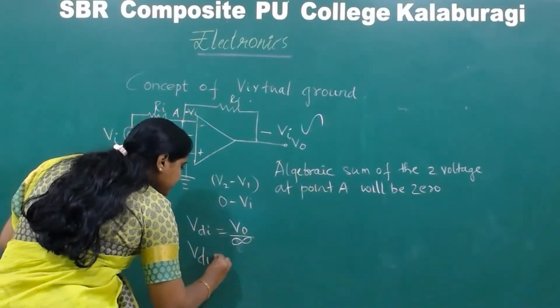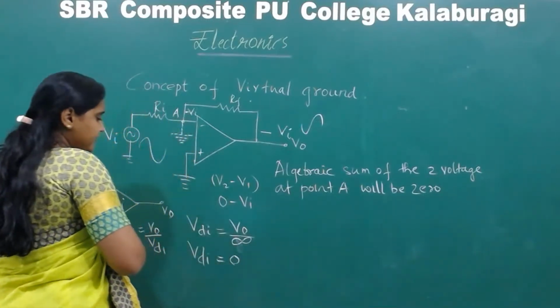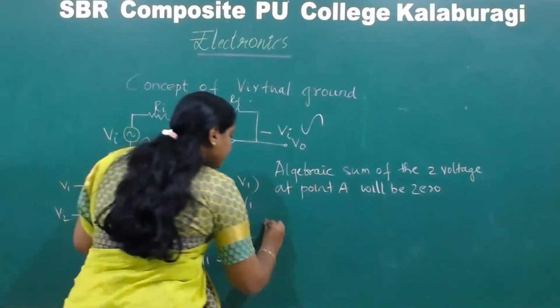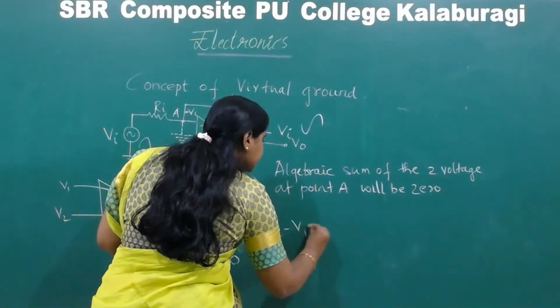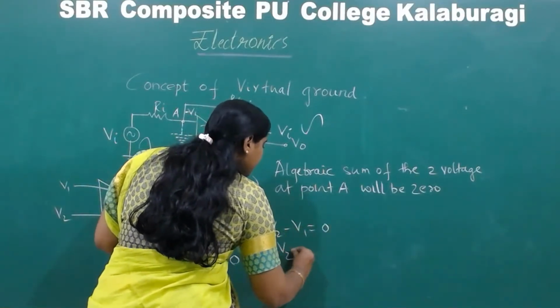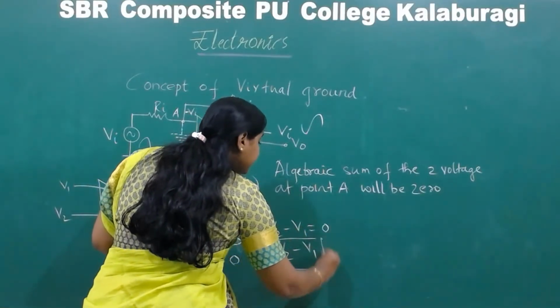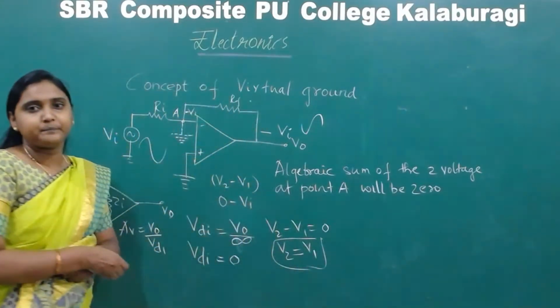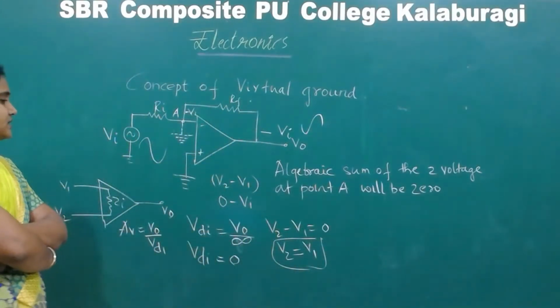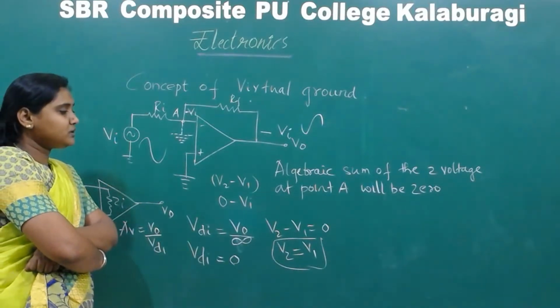So this is going to become what? VDI, the differential input, is equal to 0. Differential input equal to 0 means what? V2 minus V1 is equal to 0. That means V2 is equal to V1. Okay. Then in this case, V2 is equal to V1.